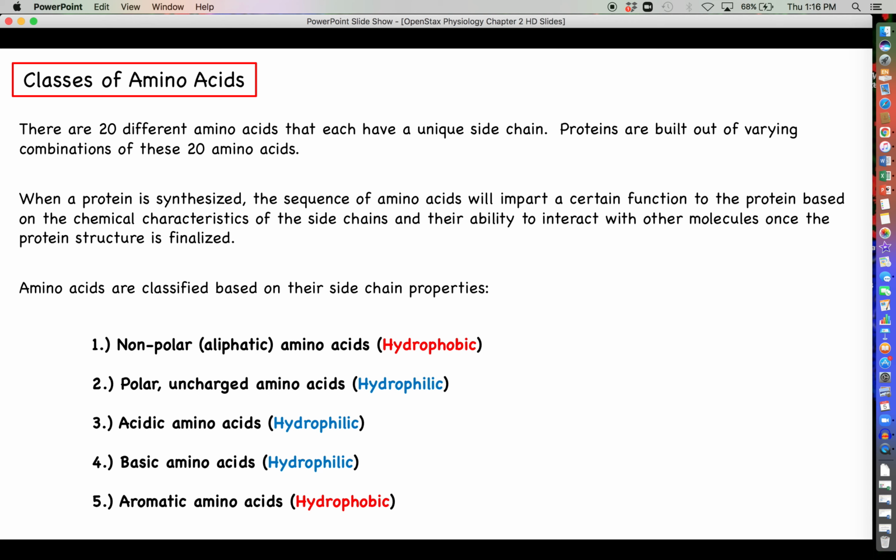Then you have polar uncharged amino acids. Typically, these are either going to contain hydroxyl groups or amide functional groups. We didn't talk about amide functional groups last time, but those would fall into the polar uncharged group. And because of their polarity, these would be hydrophilic side chains. Then you have your acidic and basic side chains. They are both going to be hydrophilic because they will either have a negative charge if they are acidic or a positive charge if they are basic, making those side chains very able to interact with water, so they themselves are hydrophilic. And then finally, you have the aromatic amino acids.